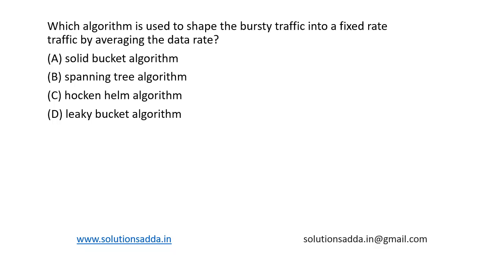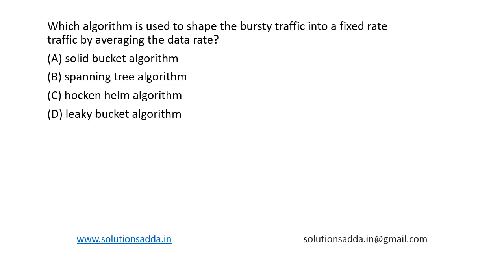This is a question from computer networks. Which algorithm is used to shape the bursty traffic into a fixed rate traffic by averaging the data rate? And 4 options are given. So this is about the concept of traffic shaping. It is about regulating the average rate of data flow.